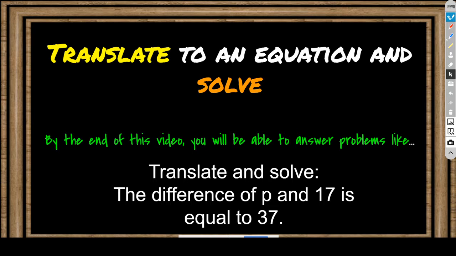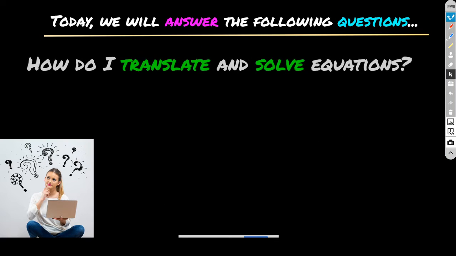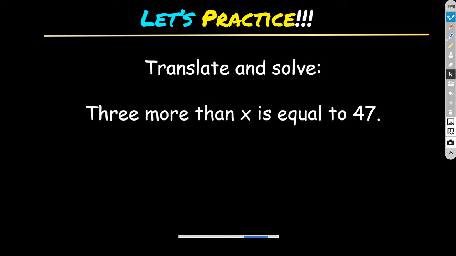Translate and solve. The difference of p and 17 is equal to 37. Now when we're asked to solve, that means we're going to ask ourselves, what does p equal? So let's look at problems like that. The question we're going to answer is, how do I translate and solve equations? Pretty simple.